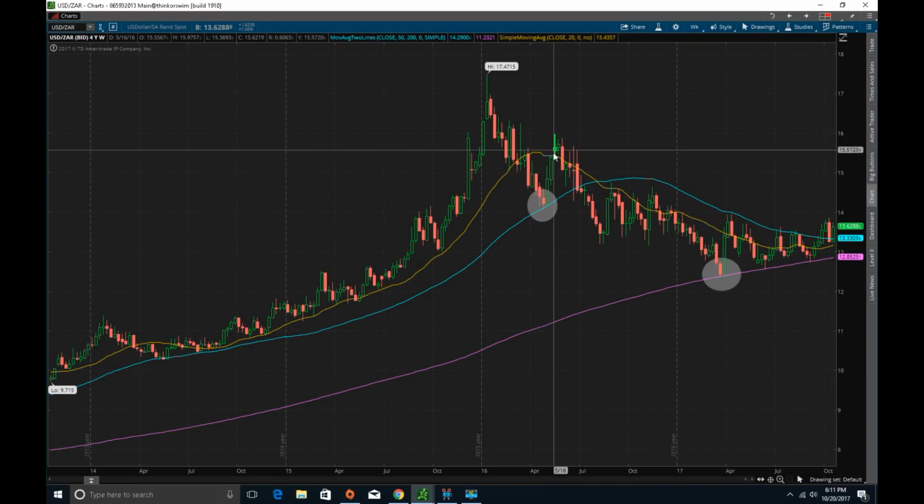But you can see just how big that really is. Down here is 14, up here is 16. So that's almost a 20,000 pip difference there. That's huge.